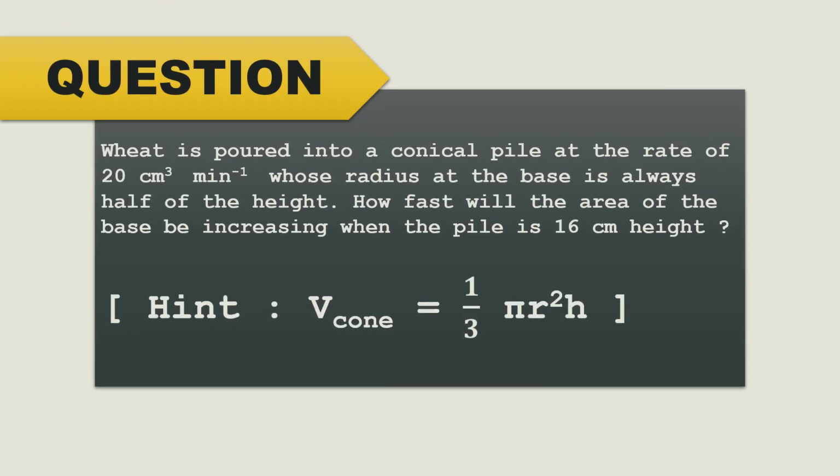So, the question. Wheat is poured into a conical pie at the rate of 20 cm³ per minute, whose radius at the base is always half of the height. How fast will the area of the base be increasing when the pie is 16 cm high? Hint: V cone equal to 1/3 pi r² h.